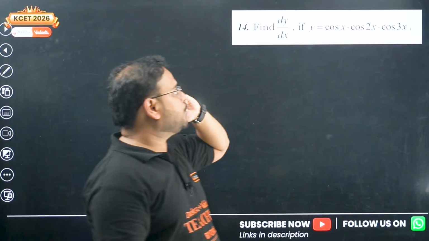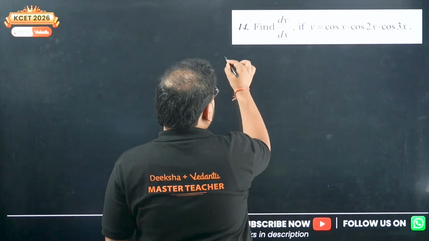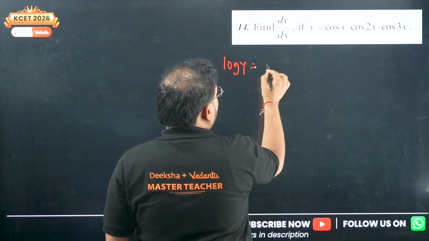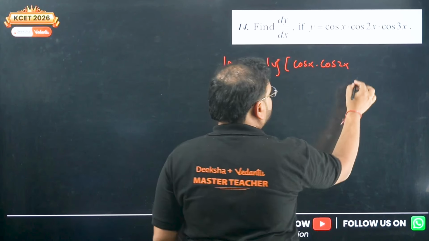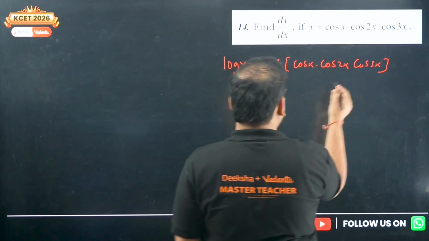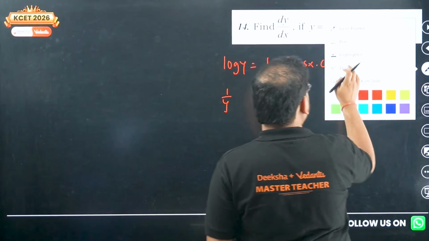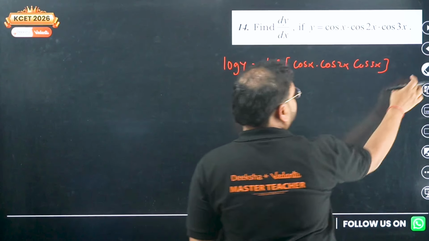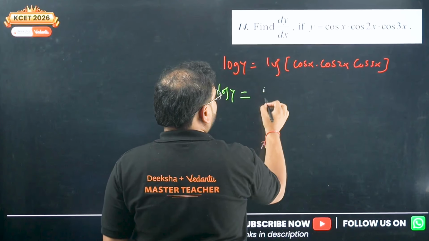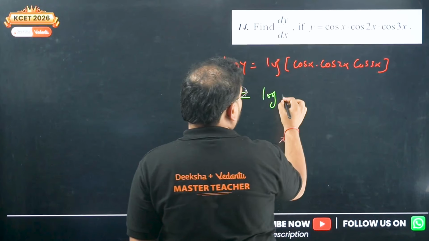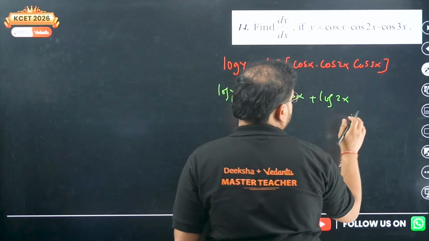dy by dx of y equal to cos x, cos 2x, cos 3x. This is a logarithmic function, very, very important. So simply going to take this value as log of y, and over here log of cos of x, cos of 2x, and cos of 3x. Now differentiate, you'll have 1 by y. Sorry, before derivative, we have to apply the rules for logarithm on the right hand side. So we have log of y as it is. Log a into b into c will be log a plus log b plus log c.